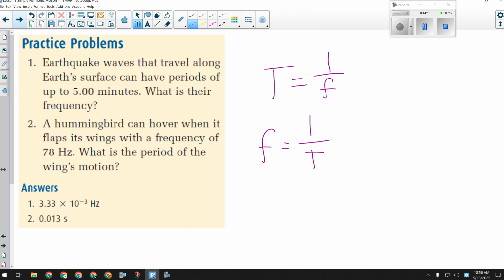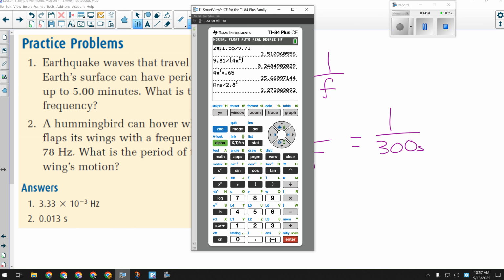So it says here that earthquake waves travel along the Earth's surface and have periods of up to 5 minutes. What is their frequency? Well, if I wanted to find their frequency, I would just go 1 over 300 seconds, because 5 minutes is 300 seconds. And so I would get 0.033 or whatever it is. So 1 divided by 300.